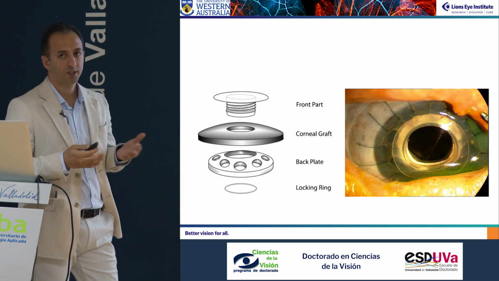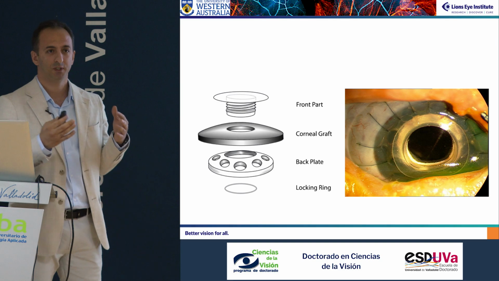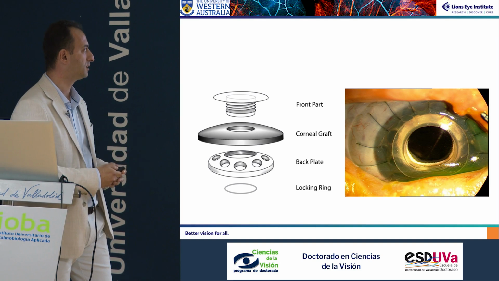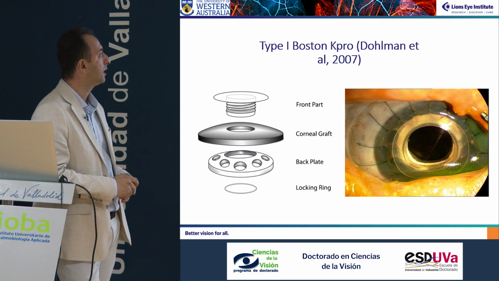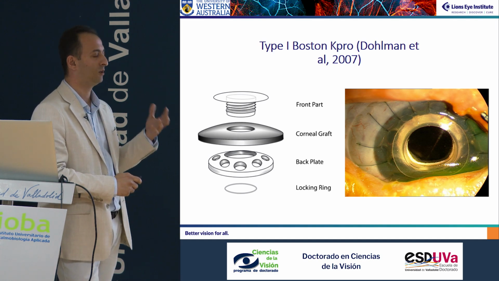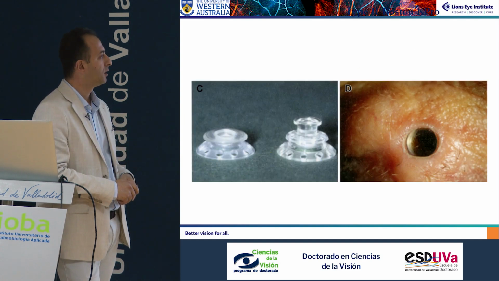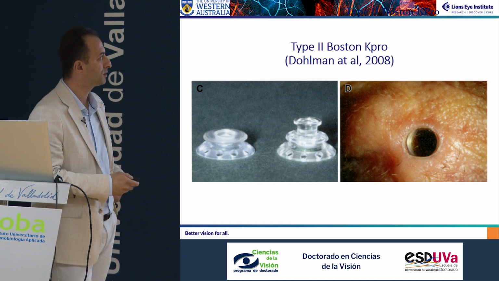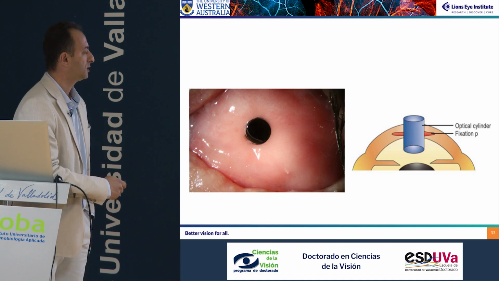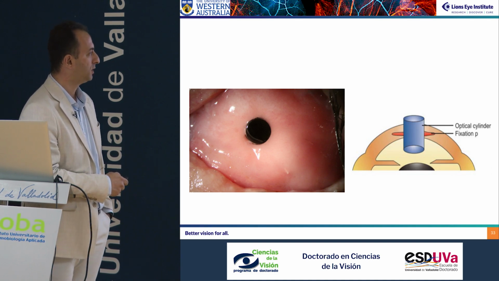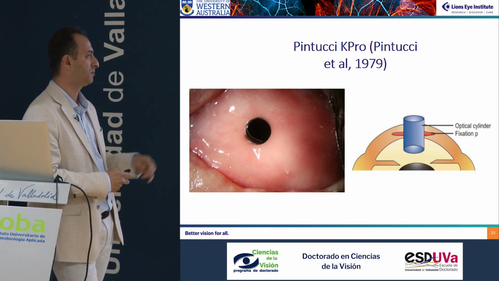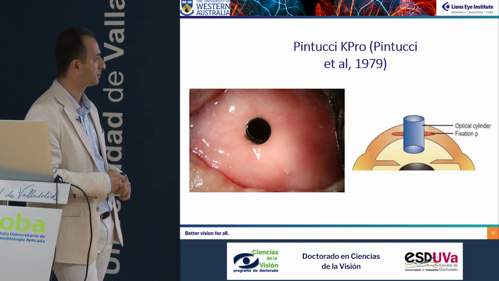So for end-stage cases, if it's bilateral, we've done all of those procedures, and they failed, there are other options which are artificial cornea or keratoprosthesis. So this is one example which was developed in Boston by Dolman. This is type 1, which is for when the ocular surface is not severely damaged. This is another one which is for more severe cases, and this is called type 2 Boston keratoprosthesis. And then this was invented first in Italy by Pintucci, and then there were some modifications of this method, which is probably one of the oldest devices.